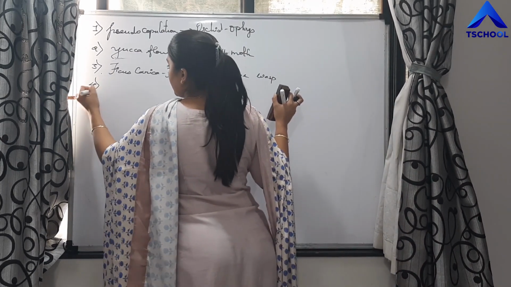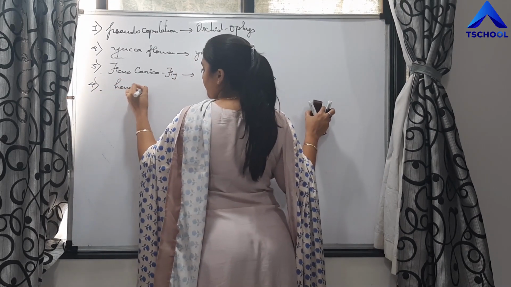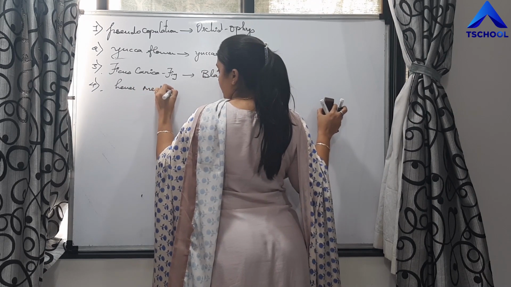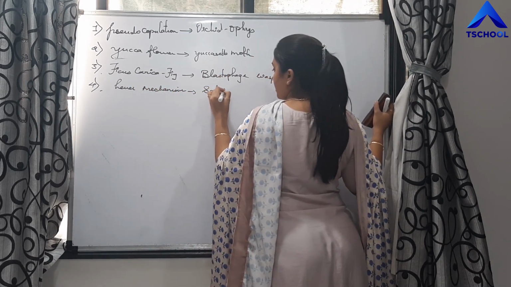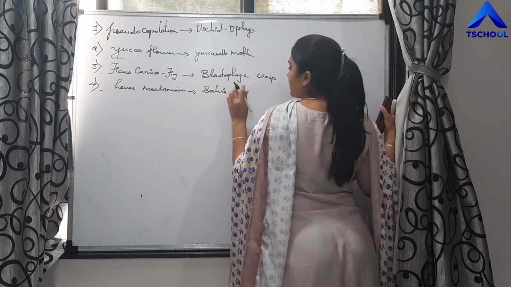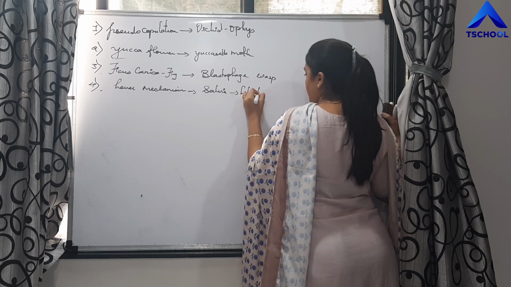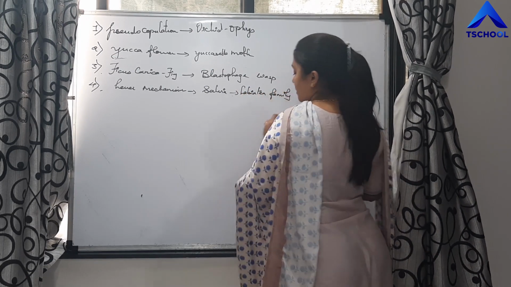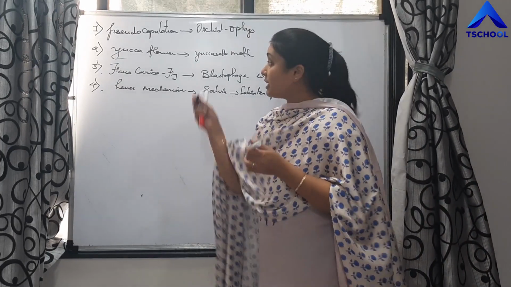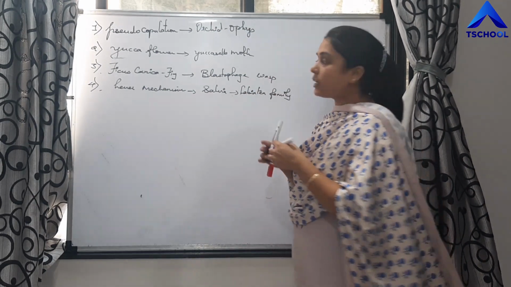Right? Then the fourth one which we are going to study is lever mechanism in case of salvia, which belongs to the Labiatae family. Right? These are some of the examples which we are going to study. The pollination is done by insects. Right? The first one is orchid ophrys.